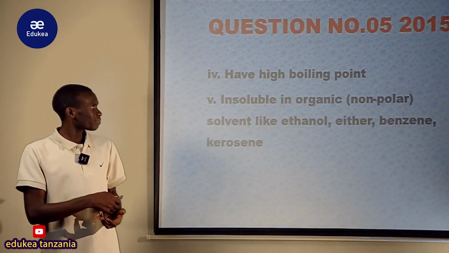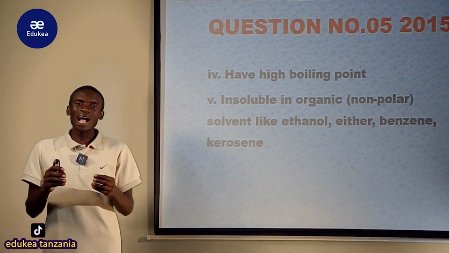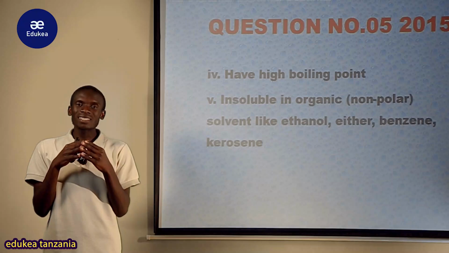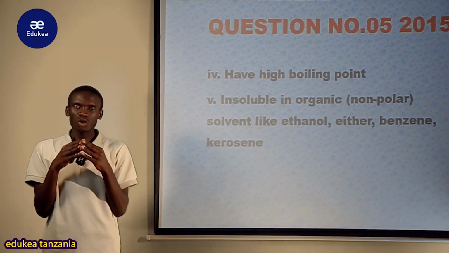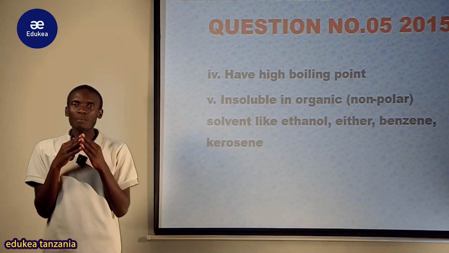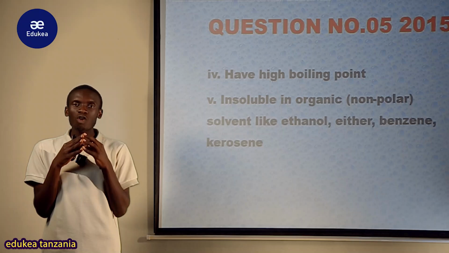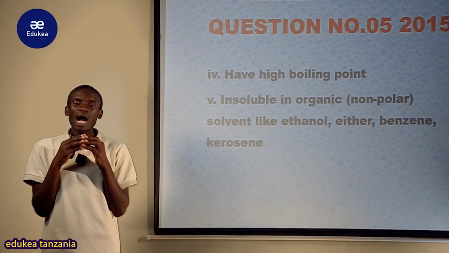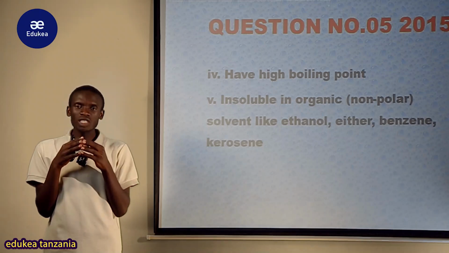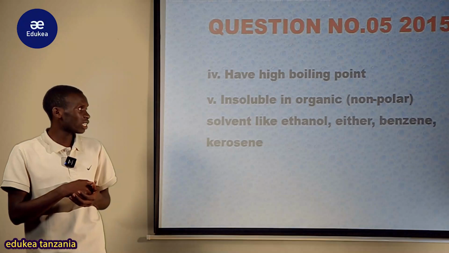Then they have a high boiling point. The formation of bonds between ions is very, very strong compared to the bond formed by sharing of electrons. So a covalent bond is weaker than an electrovalent bond. The electrovalent bond is very strong. That is why compounds formed by electrovalent bonds have high boiling and melting points. That's some of the properties of electrovalent bonds.